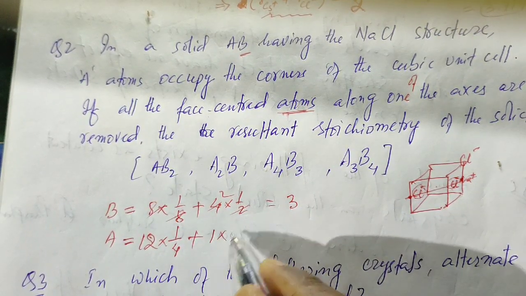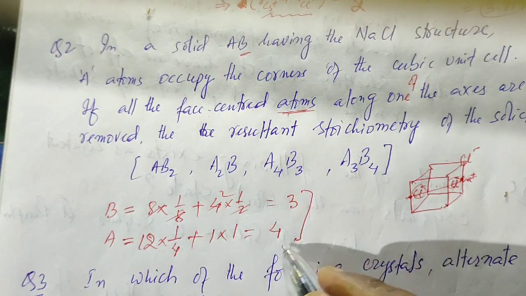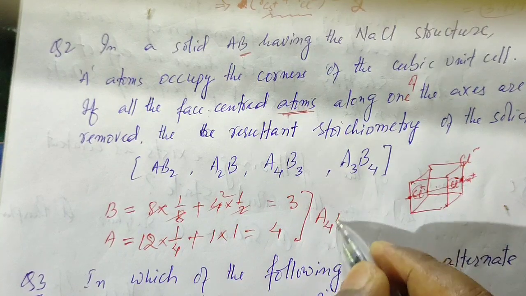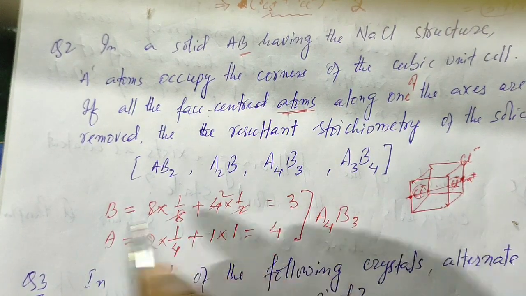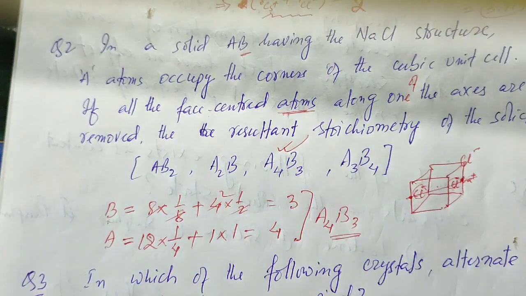Plus body center 1, contribution 1. This comes out to be 4. Therefore, the formula of the compound will be A4B3. Okay, so our answer is C, that is A4B3.